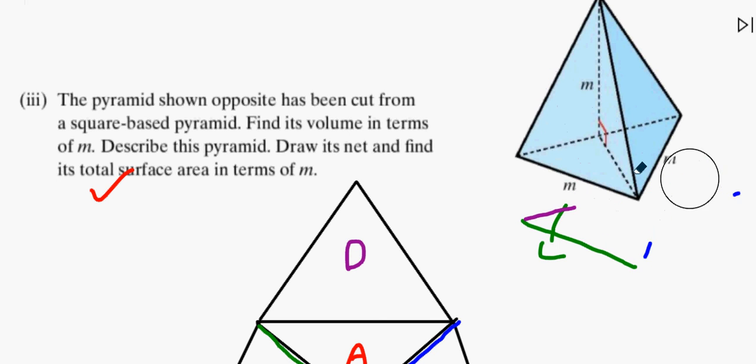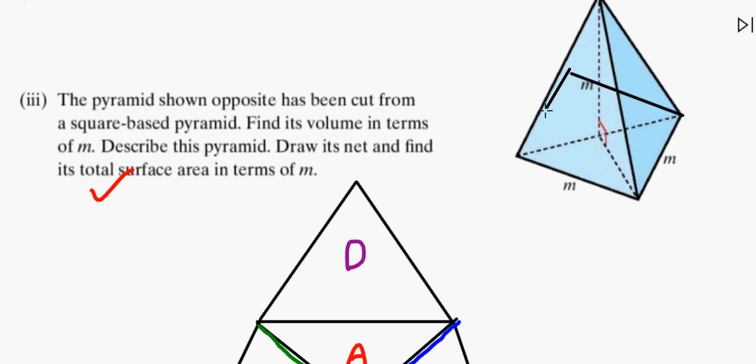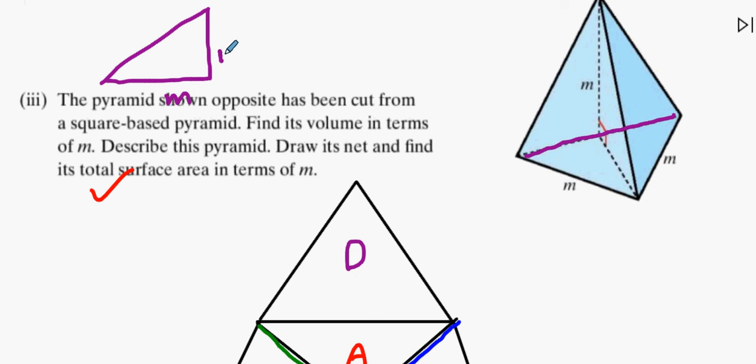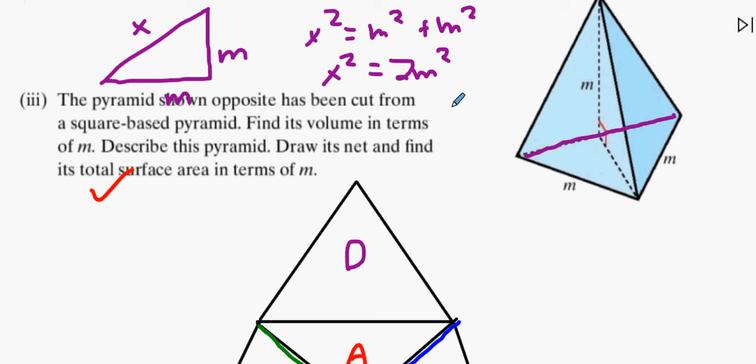Alright. What did we learn from earlier about the square pyramid? This used to be a square pyramid, didn't it? So what I'm going to do is calculate this length here. Anybody tell me how to calculate that length? What do you reckon? Pythagoras' theorem. Call it length x. So what's x squared equals? m squared plus m squared. x squared equals 2m squared. x equals root 2 m. Is that okay? Root 2m.